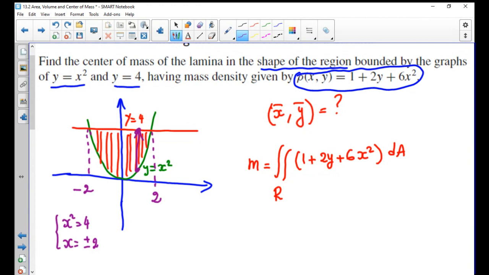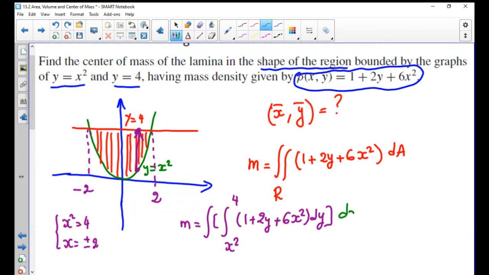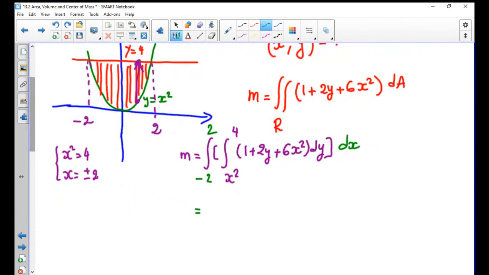Okay, so that means the mass m will be the integral with respect to y from x squared to 4 of 1 plus 2y plus 6x squared dy, and then after that, dx from minus 2 to 2. I think we can do that. There is no major problem here. We can say minus 2 to 2.